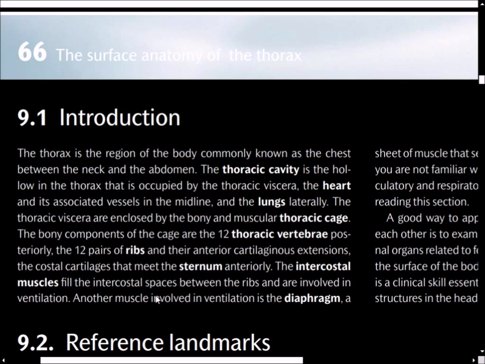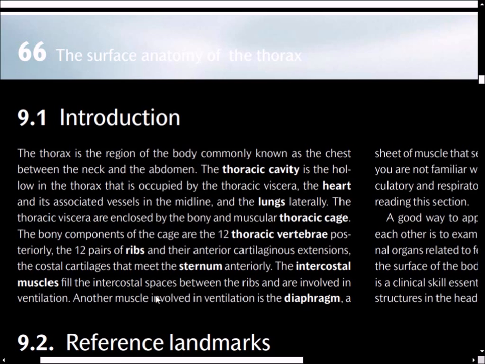Introduction. The thorax is the region of the body commonly known as the chest between the neck and the abdomen. The thoracic cavity is the hollow in the thorax that is occupied by the thoracic viscera, the heart, and its associated vessels in the midline, and the lungs laterally. The thoracic viscera are enclosed by the bony and muscular thoracic cage.